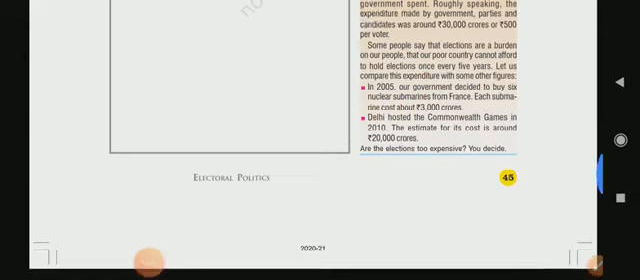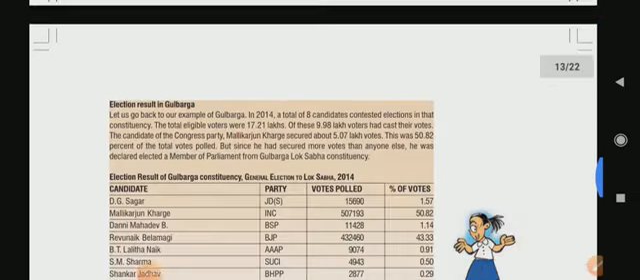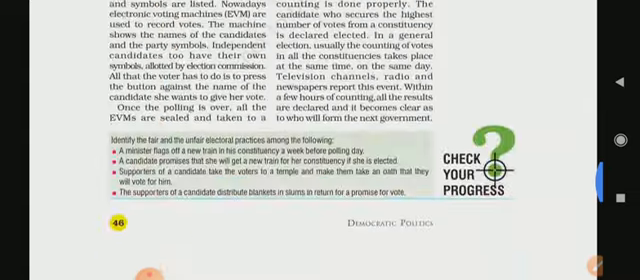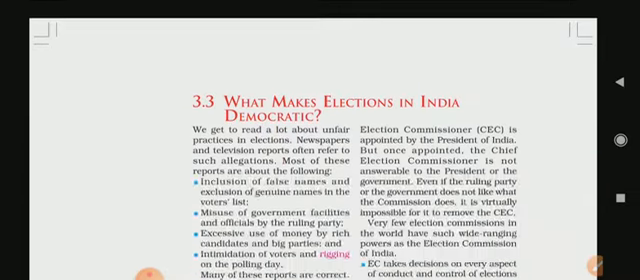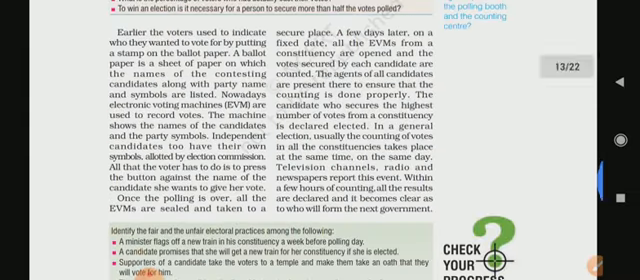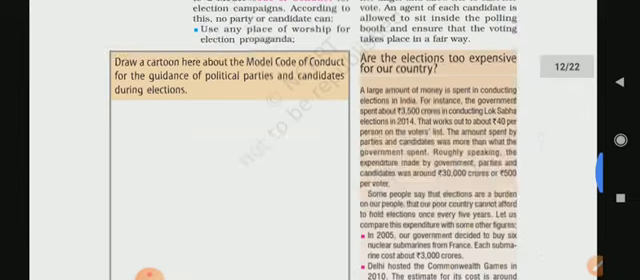Next is, are elections in India free and fair? This is about whether elections are free and fair in our country.